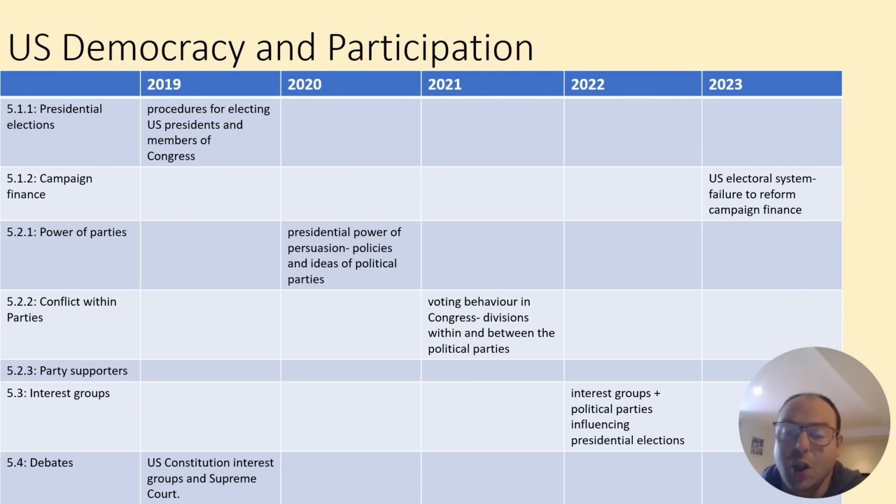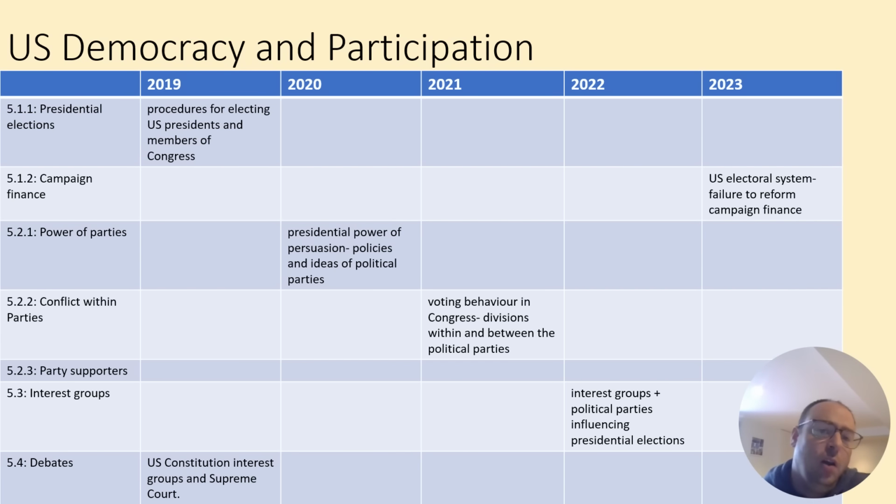Section 5 is just enormous. So it's kind of like they go, right, we're going to put a 5th section in the US one, and it's essentially the equivalent of paper 1 in the UK. So it looks at elections and campaign finances. It looks at the political parties and their power. It looks at the conflicts within the parties. It looks at the different groups who support the parties. It then goes on to look at interest groups as well, and then it's also got its broader debates.